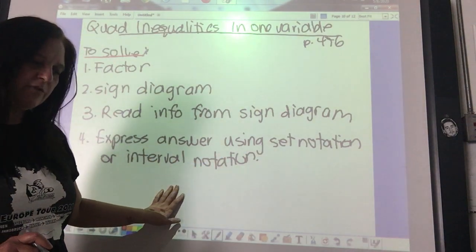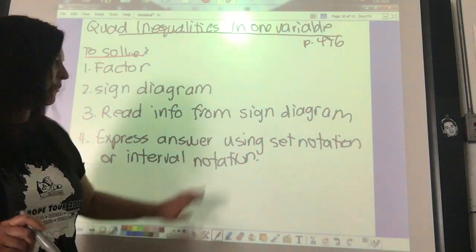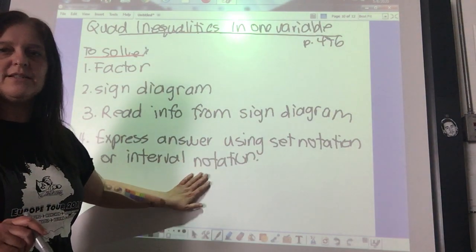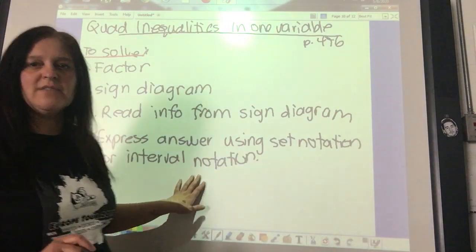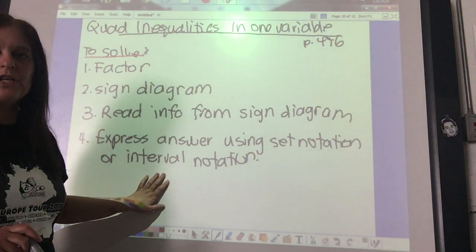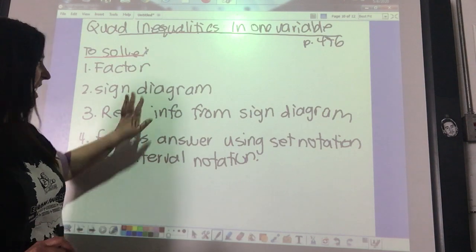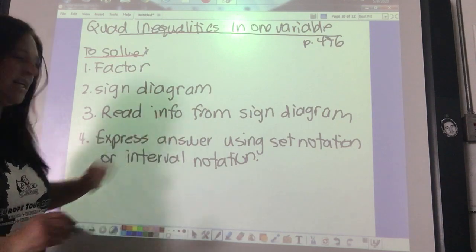I will use interval notation, but like I said, you can do set. We learned that back in grade 10 math, and this doesn't go away either. Especially grade 12 pre-cal, lots of graphing and then lots of analysis using set and interval notation. But like I said, for this one, there's no graphing. It's a sign diagram, and read the answer from the sign diagram.